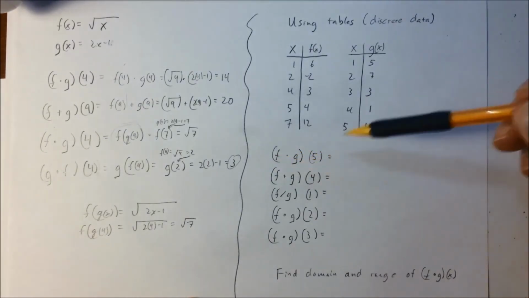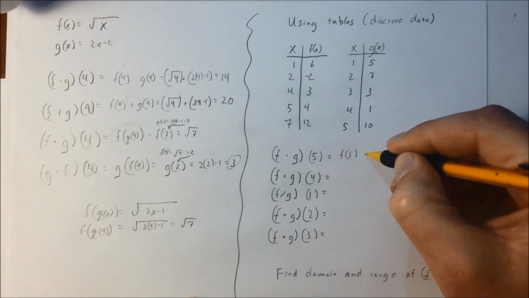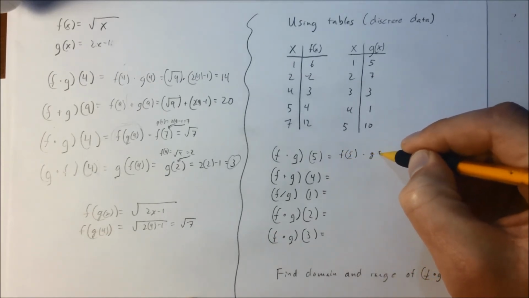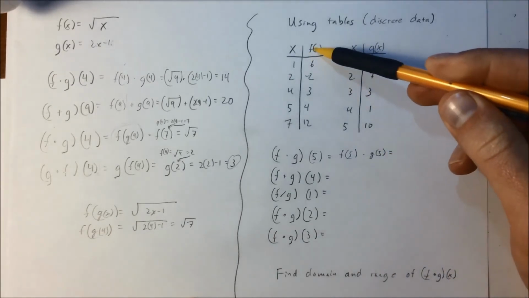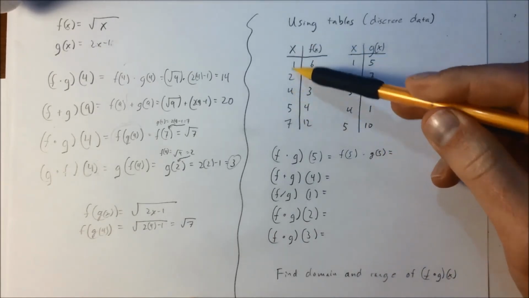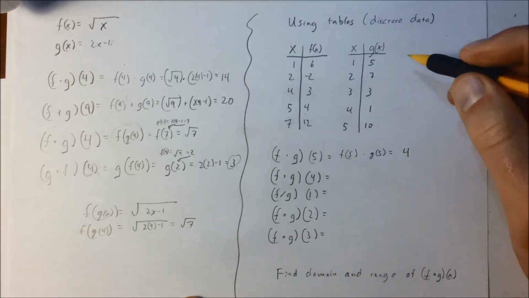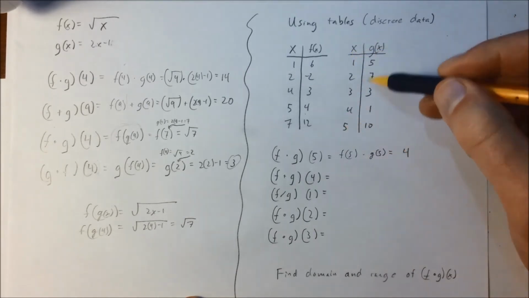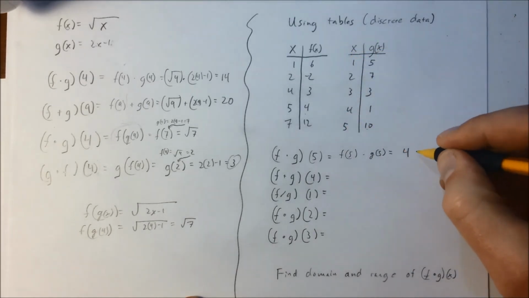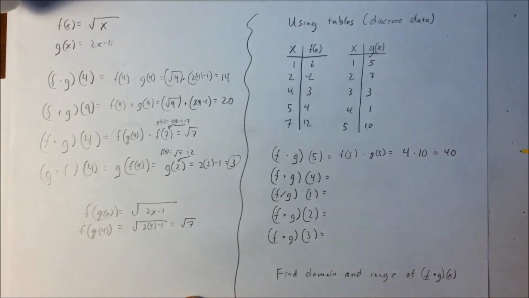So f of g of 5, same thing though. It's going to be whatever f of 5 is times whatever g of 5 is. To do this, I just have to look at the table and figure it out. f of 5, if x is 5, then f of 5 is 4. g of 5, if x is 5, then g of 5 is 10. So my answer is going to be 40.